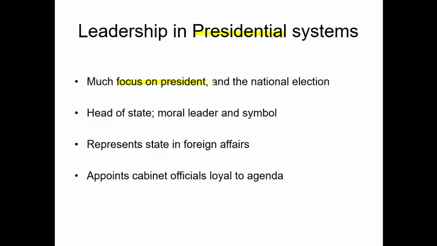potentially the most powerful human being on the face of the earth because of what he or she has at his or her fingertips as far as being Commander-in-Chief. The President is considered not only the head of government but the head of state, as the moral leader and the symbol of our country, the face of our country, in other words, because the President represents the United States in our foreign affairs.